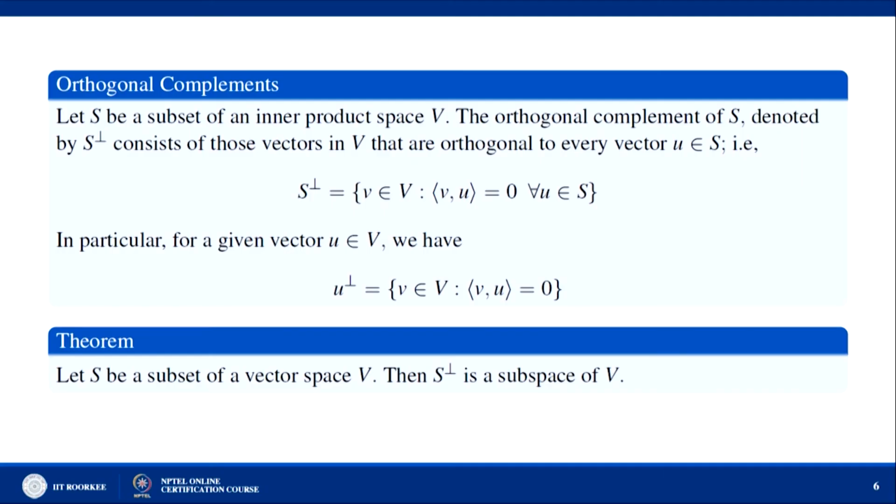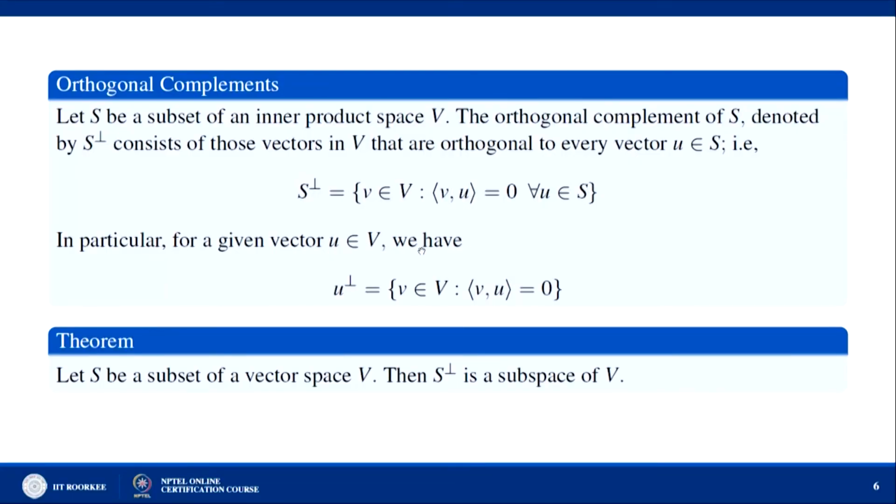Now, how do we define orthogonal complements? Let S be a subset of an inner product space V. The orthogonal complement of S, denoted by S perpendicular, consists of all those vectors in V that are orthogonal to every vector u belonging to S. So, this is the orthogonal complement of S, which is given by all those v in V such that the inner product of v and u is 0 for every u in S. In particular, for a given vector u belonging to V, the orthogonal complement of u is the collection of all those v which are orthogonal to u.